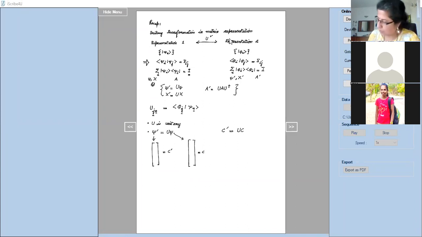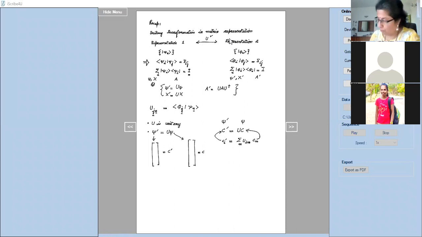And how do you actually write it down? If you have Ci prime is equal to the summation over M of UIM CM. What are these Ci primes? They are components of this and they represent psi prime. And CMs are components of this matrix and they represent psi. So this is the second thing that we could prove.